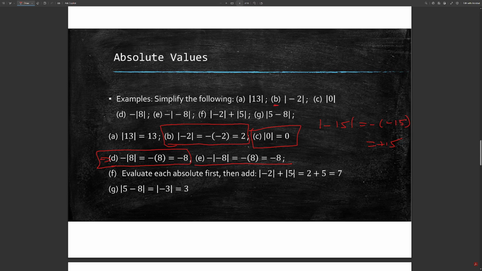The modulus of negative 2 plus the modulus, or the absolute value, whichever one you want to use, of 5. So this is like 2 plus 5, which is 7. Now when we have computations where more than one number is inside the modulus sign, we work out what is inside first. So 5 minus 8 is negative 3, and then we take the modulus of that, which we get to be positive 3.